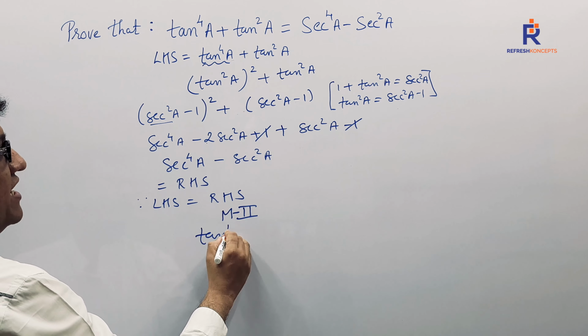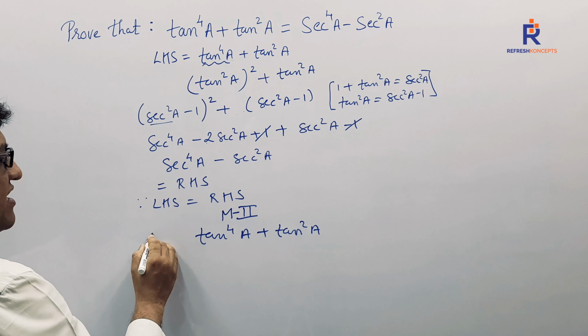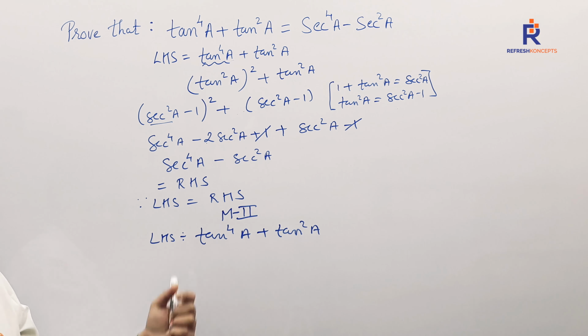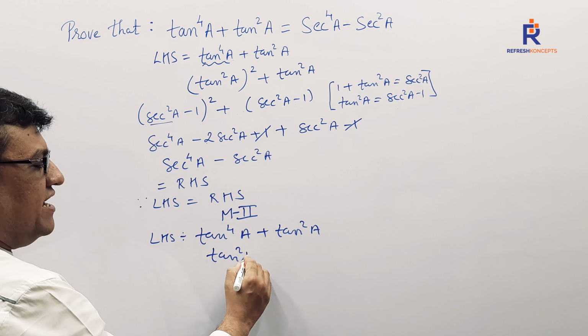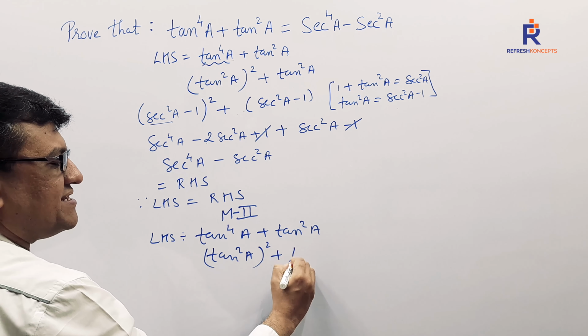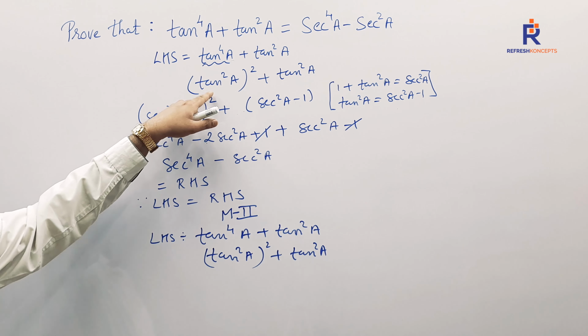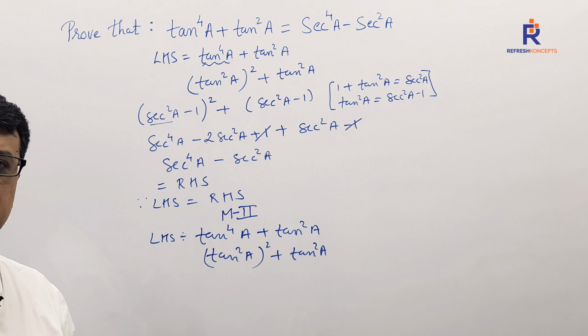Tan raised to 4a plus tan square a. That's what my LHS is, children. After understanding this sum, you will be surprised: sir, this is the way we should think, and how did you do it very easily? Can I say tan square a, the whole square, plus tan square a? Now many must be thinking, sir, that's what you did in the previous one also. It's the same reiteration of the same step. Here comes a totally different thinking.